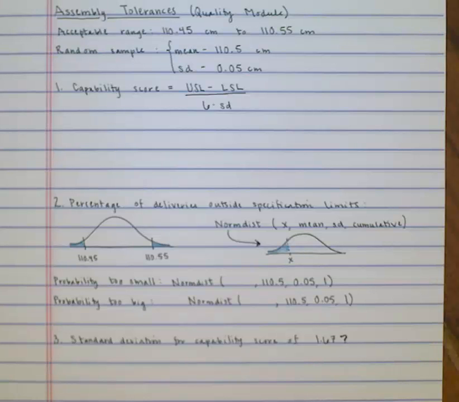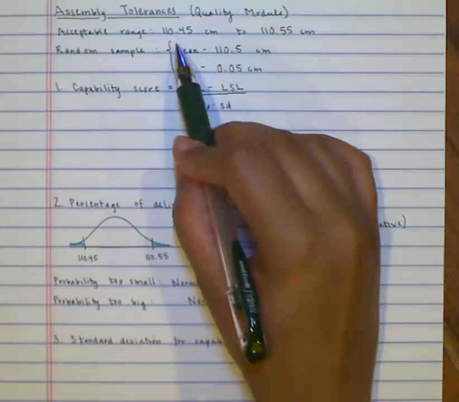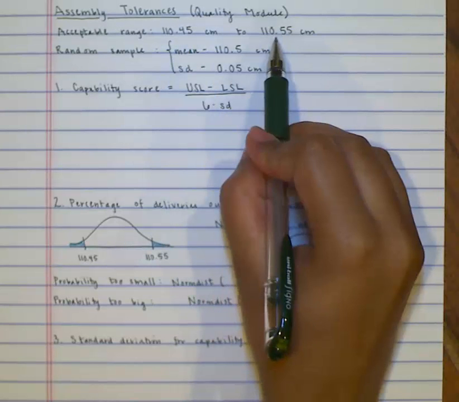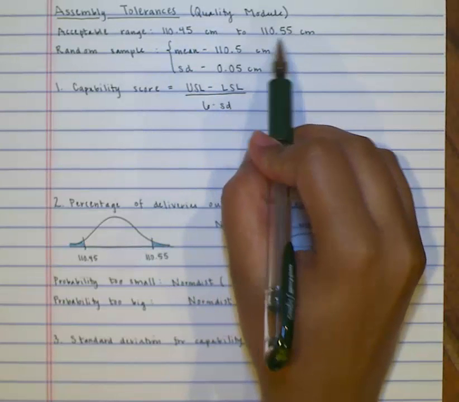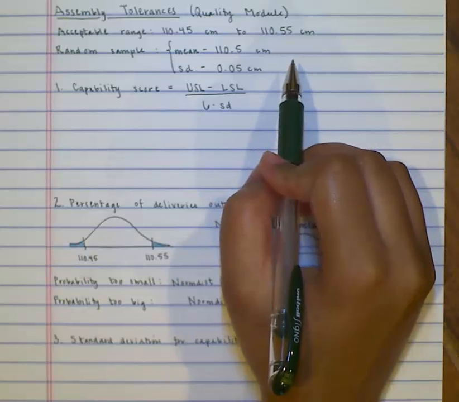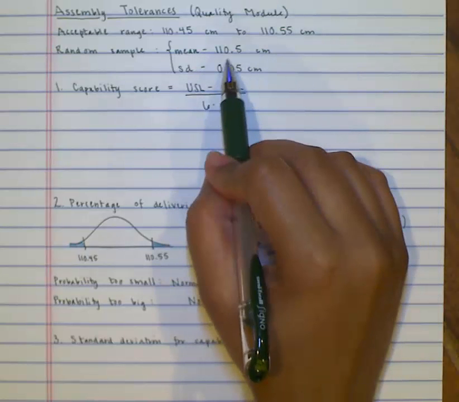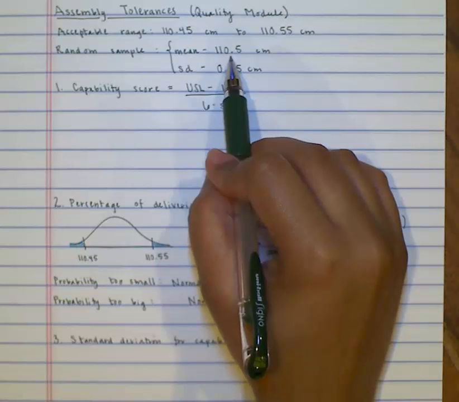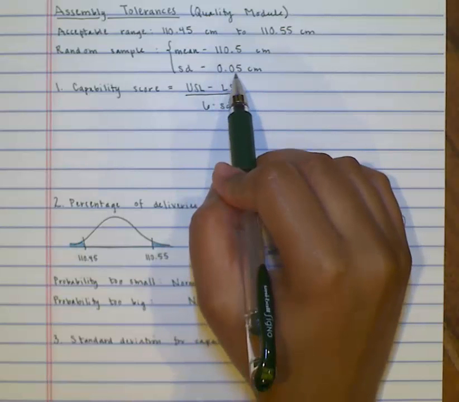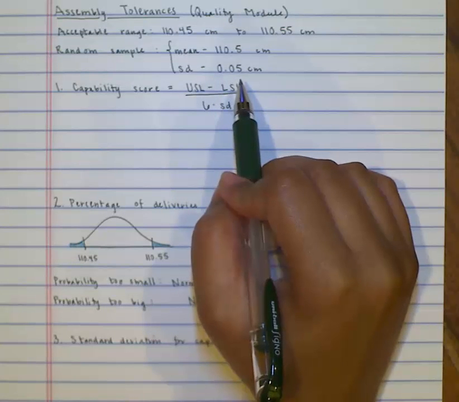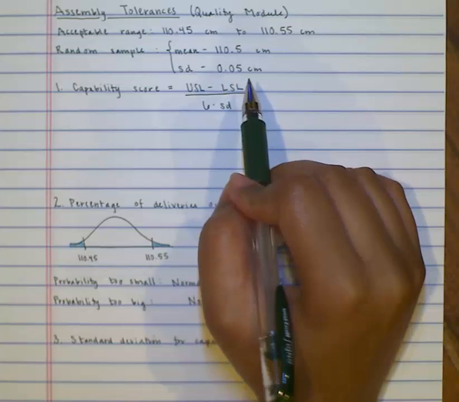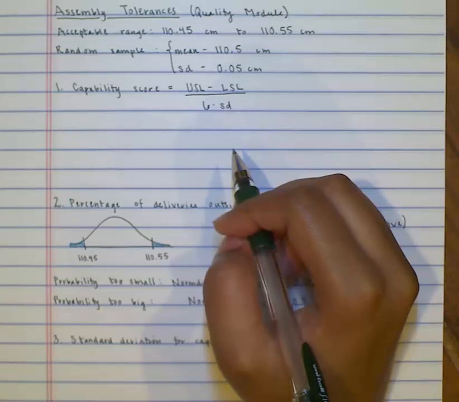This is the assembly tolerances question from the quality module practice problems. We are given that a supplier delivers a part for which the acceptable measurement range is between 110.45 and 110.55 centimeters. A random sample of 100 parts finds that the average part measures 110.5 centimeters and the standard deviation is 0.05 centimeters. The first question asks us what the supplier's capability score is.